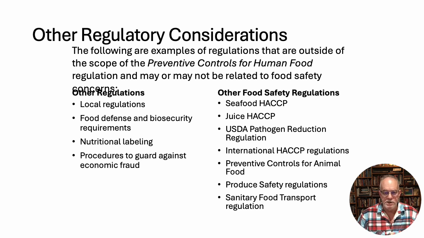Let me cover a couple. Seafood, 21 CFR 123; juice, 21 CFR 120. You get into USDA regulations for meat and poultry. Those are under 9 CFR, USDA regulations. Preventive controls for animal food, 21 CFR 507. Produce safety regulation, 21 CFR 112. Sanitary transportation of human and animal food, 21 CFR 1 subpart O. We got a major one coming up pretty soon, 21 CFR 1 subpart S. Subpart S, that's the traceability regulation. It's coming into effect in 2026. You might want to start working on that stuff.